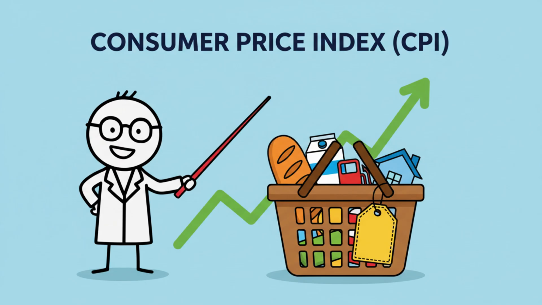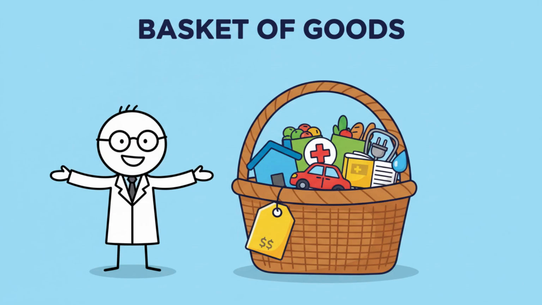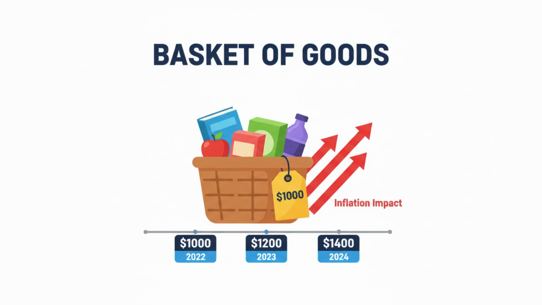Consumer Price Index, or CPI, the most common measure of inflation. It tracks the average change in prices paid by consumers for a basket of goods and services over time. Basket of goods. A fixed set of consumer products and services valued on an annual basis. Think groceries, housing, transportation, and healthcare. The government tracks the annual cost of this basket.